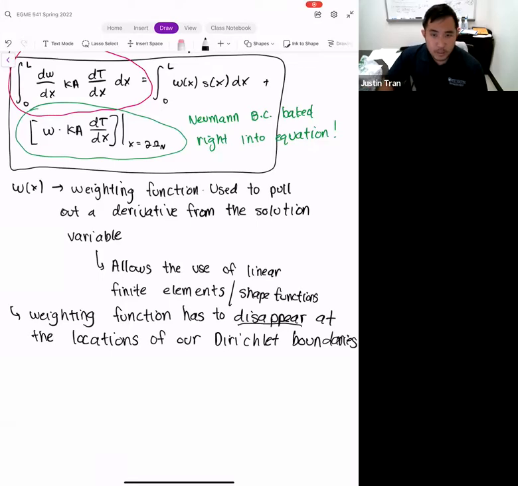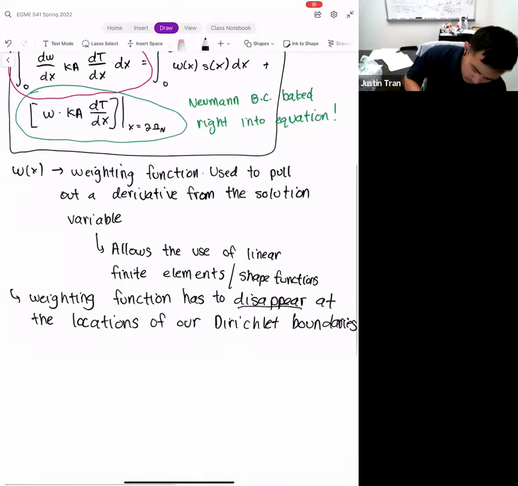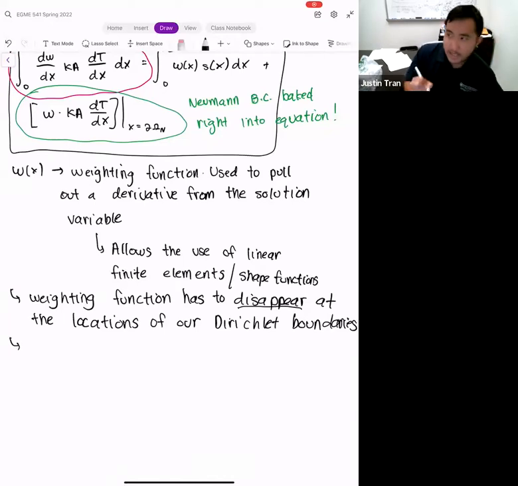Let's see what else. Another thing about the weighting function is that in order for us to get a good solution, it has to have the same functional form as our solution.